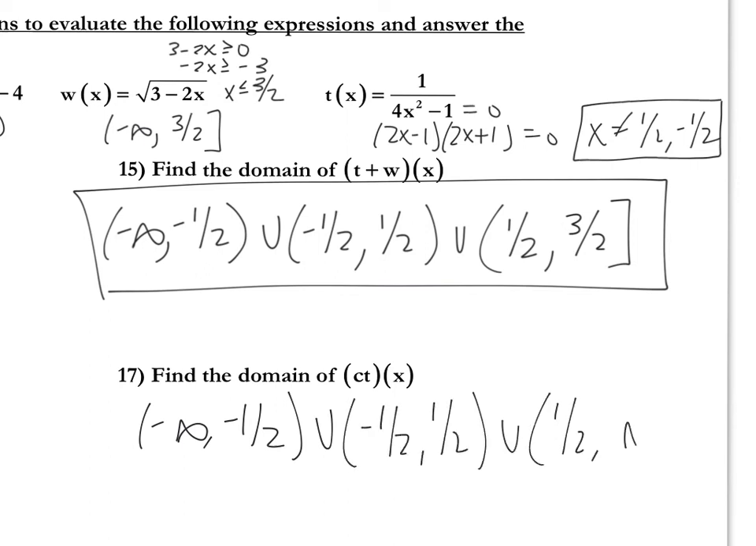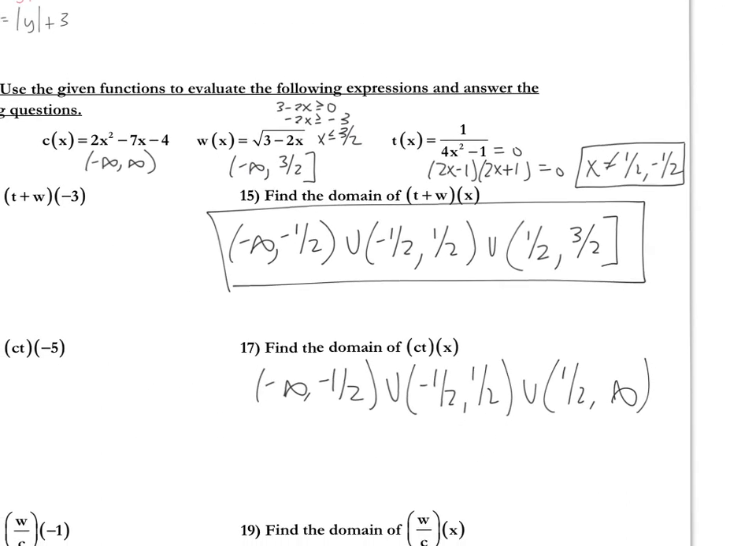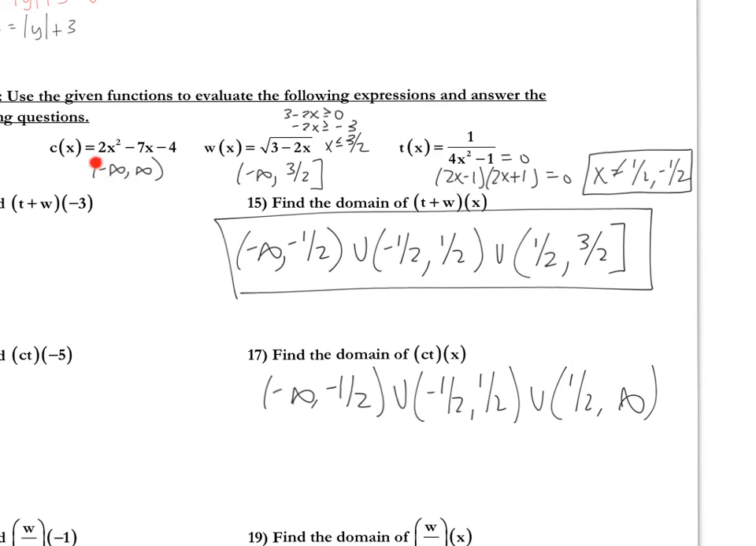And 1/2 to infinity. So it's just the rules of the C equation, which is no rules, it's negative infinity to infinity, and the rules of these two, which say you can't use 1/2, you can't use negative 1/2. So this is how you write the domain of all that.